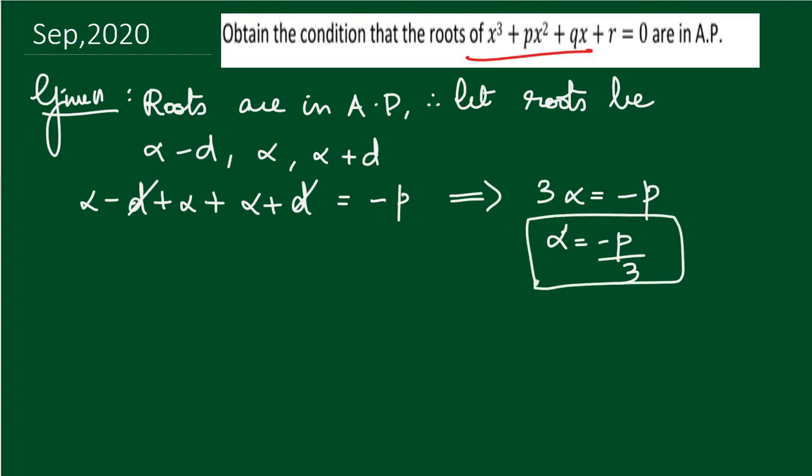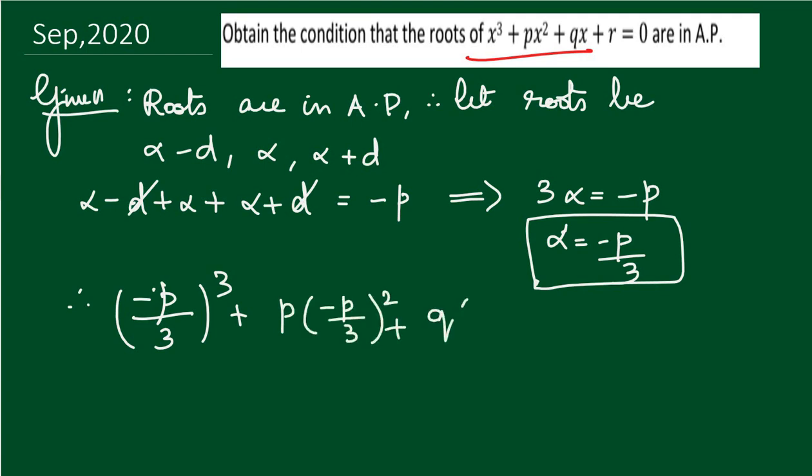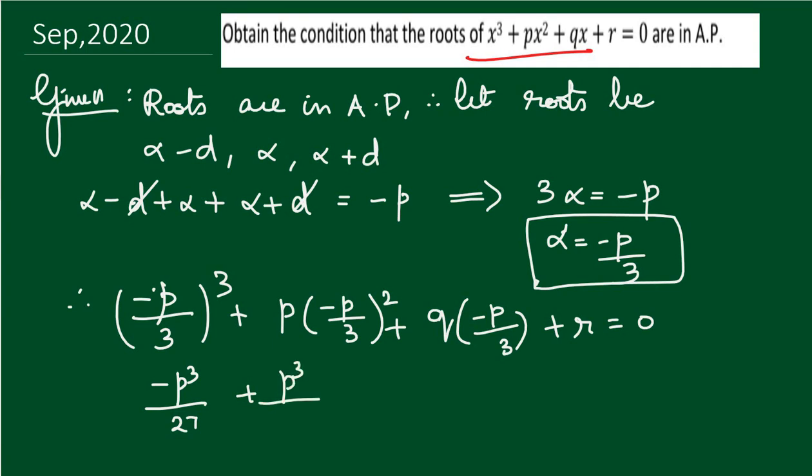Next, we know that alpha is one of the roots of the given equation. Therefore, substitute alpha in the given equation. We get (minus p by 3) whole cubed plus p into (minus p by 3) whole squared plus q into (minus p by 3) plus r equal to 0. So this becomes minus p cubed divided by 27 plus p squared into p, which becomes p cubed divided by 3 squared, which is 9, minus pq divided by 3 plus r equal to 0.